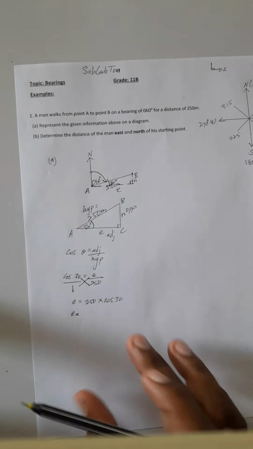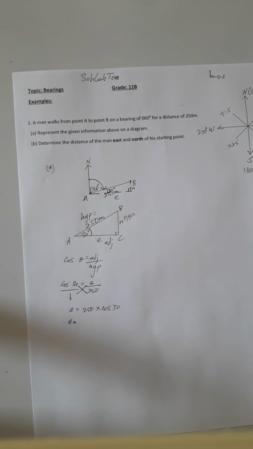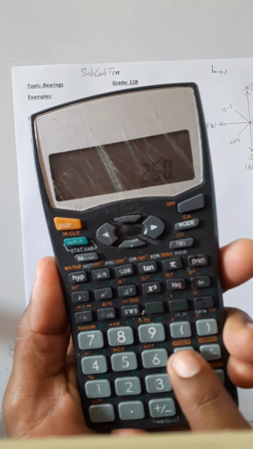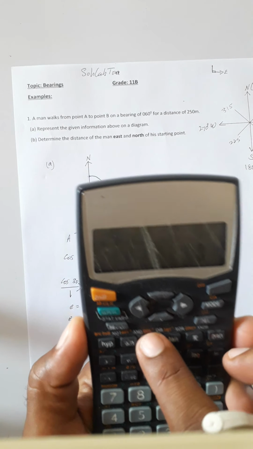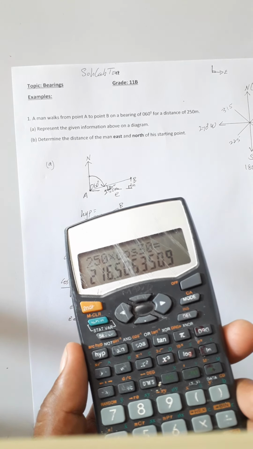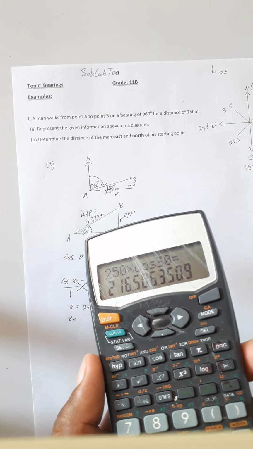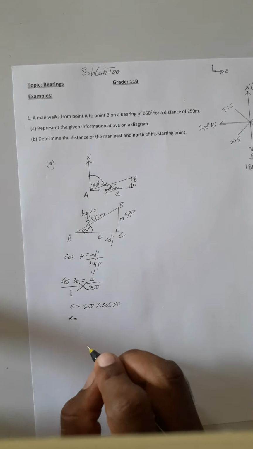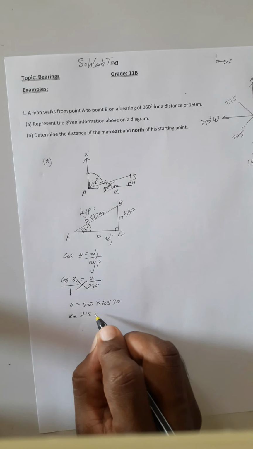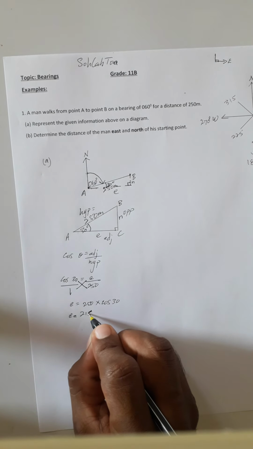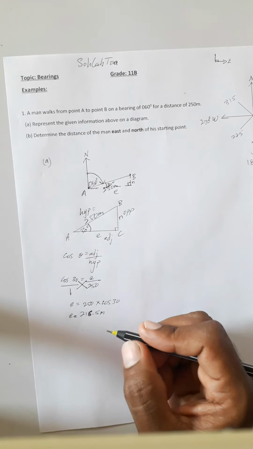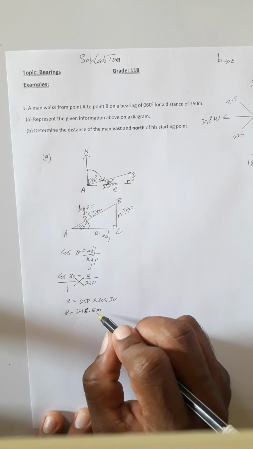So what we need now is our scientific calculator, and we should ensure that it's in degree mode. Let's see. So you have 250 times cos 30. That gives us 216.5 if we want to write it to one decimal place. So our answer will be 216.5 meters. Good. So this is the distance the man is east from his starting point.